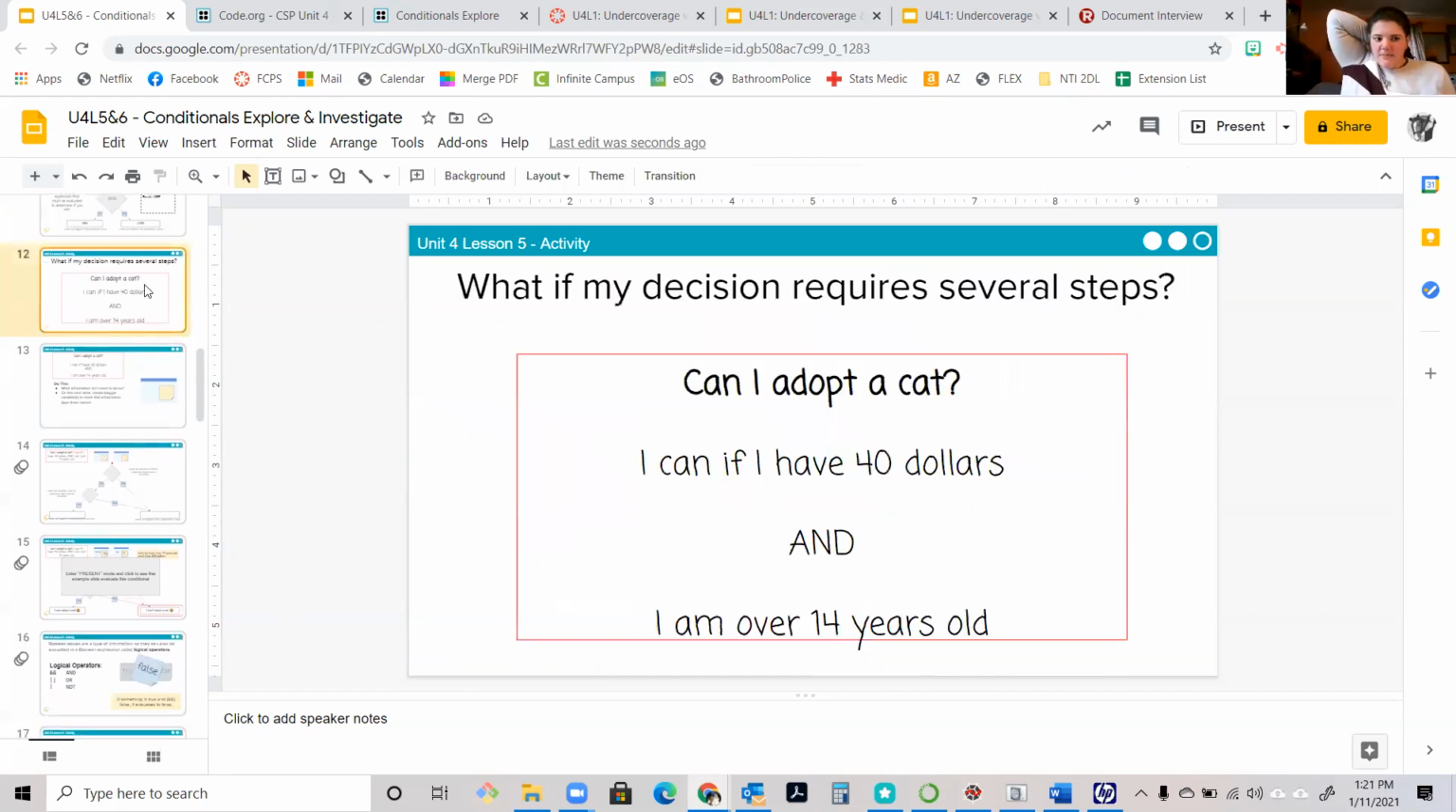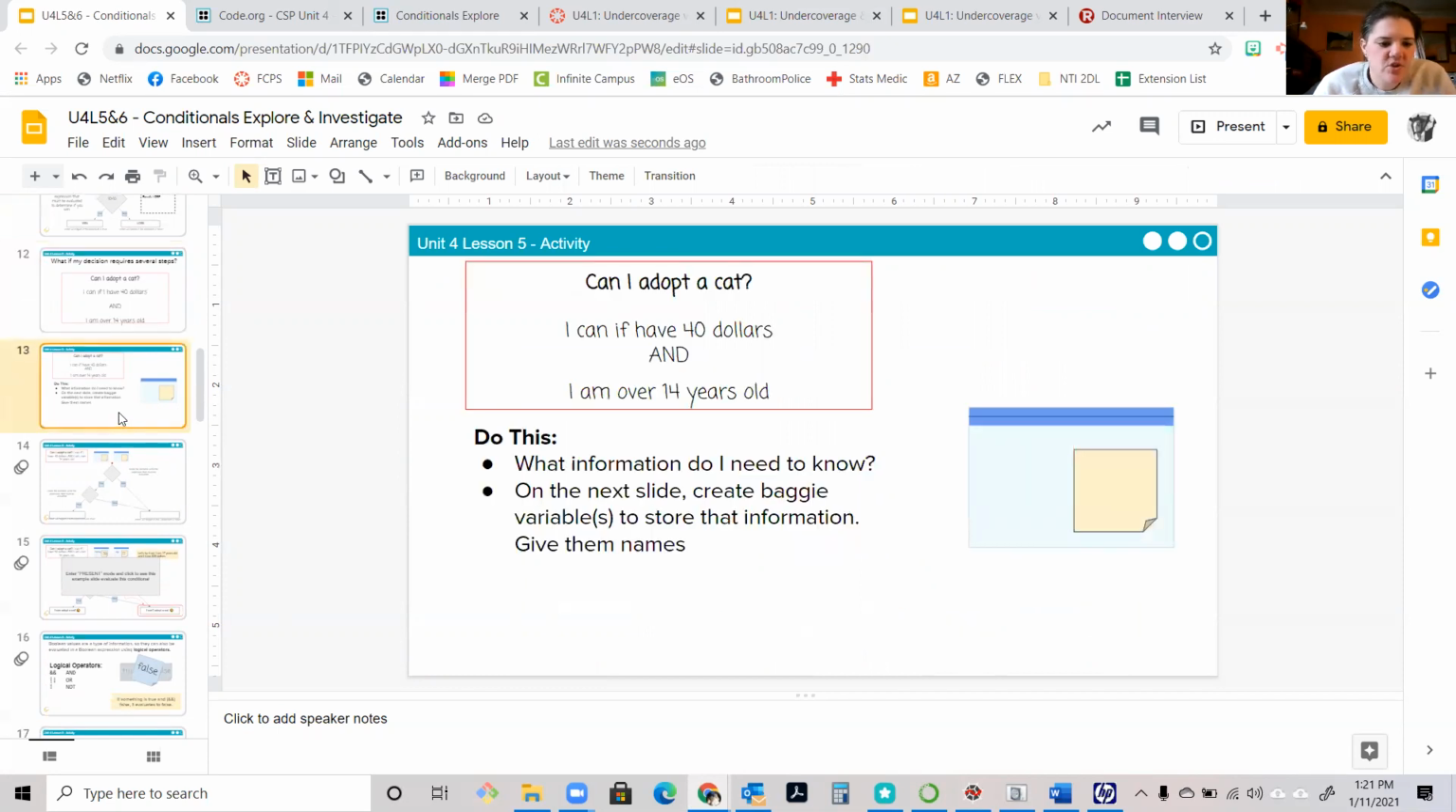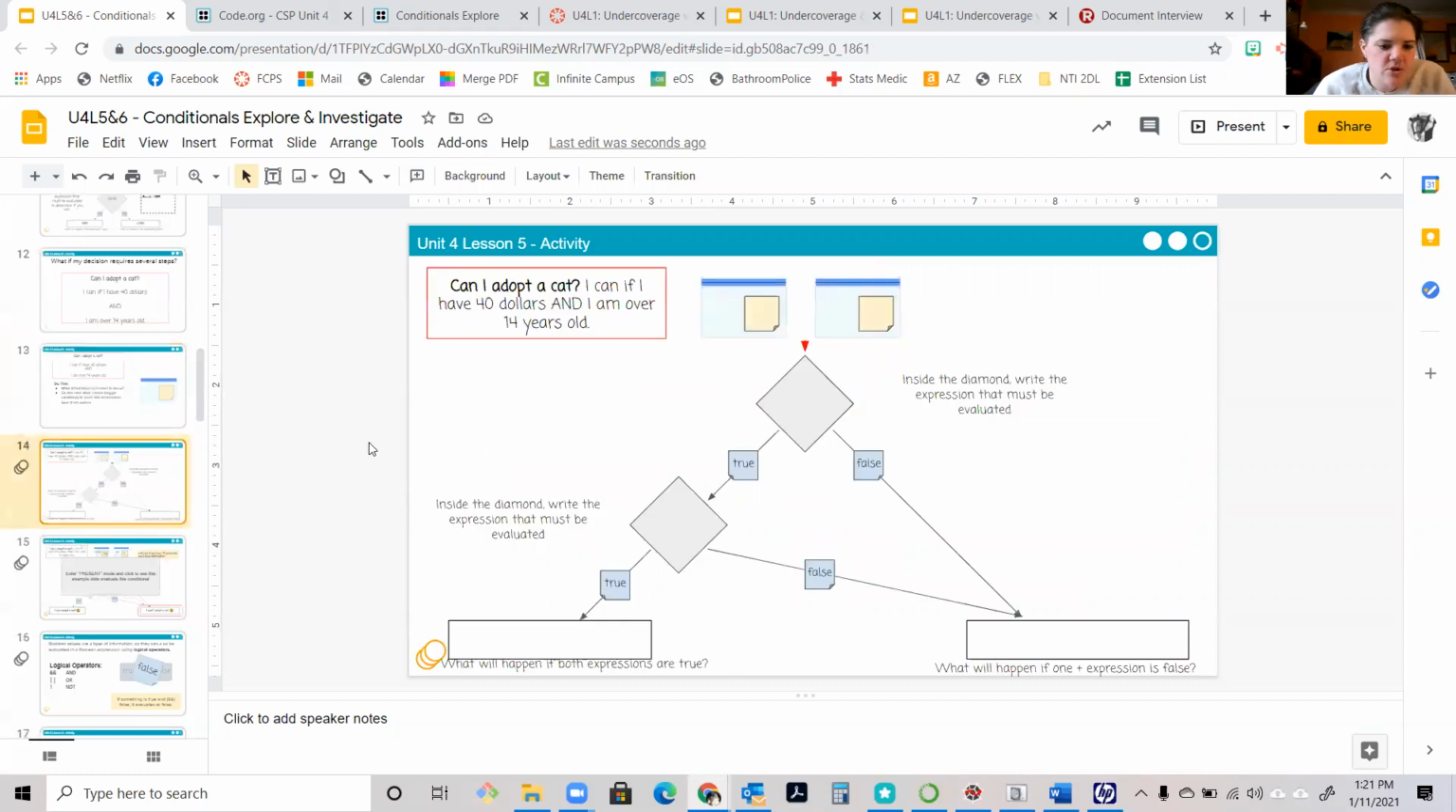Now let's make it a little more complicated. Let's say if you're trying to figure out if you can adopt a cat. In order to do that, you have to have $40 and you have to be over 14 years old. So you're going to create a flow chart using variables on your slide 14 in order to evaluate this. So in the variable boxes, you're going to name your variables, then you're going to put your expressions in your diamonds. And then down here, what will happen if both are true? What will happen if one or more expressions is false? So go ahead and fill that out.